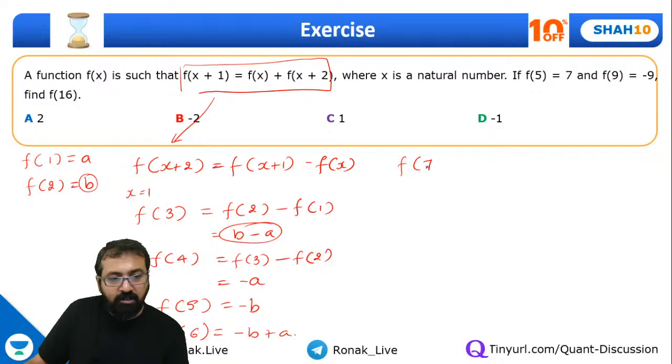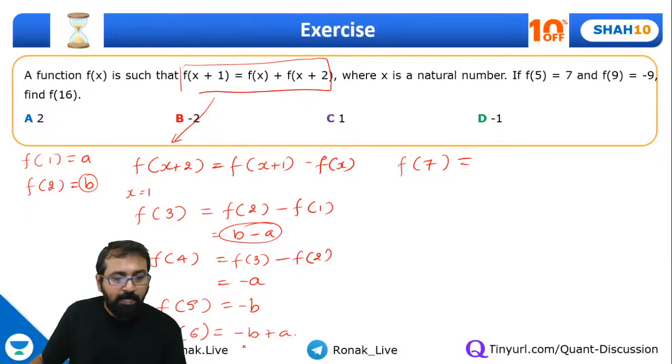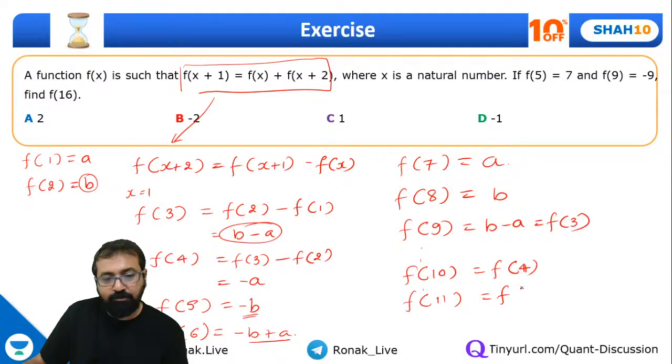And f of 7 will be this minus this. See, every next value, f of 7 is the difference of f of 6 and f of 5, that is f of 6 minus f of 5. If I subtract this one from this one, I'll be left with a. F of 8, if I solve, I'll get b. F of 9 will again come out to be b minus a, which is nothing but equal to f of 3. So I can say f of 10 will be equal to f of 4, and so on and so forth. F of 11 will be equal to f of 5.